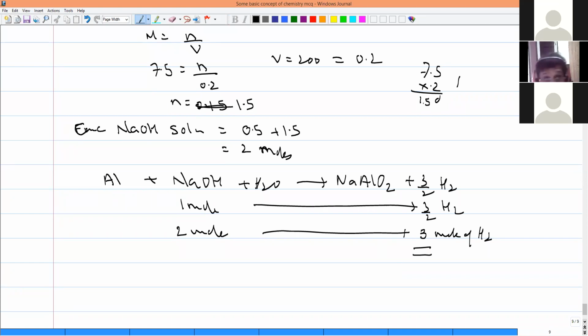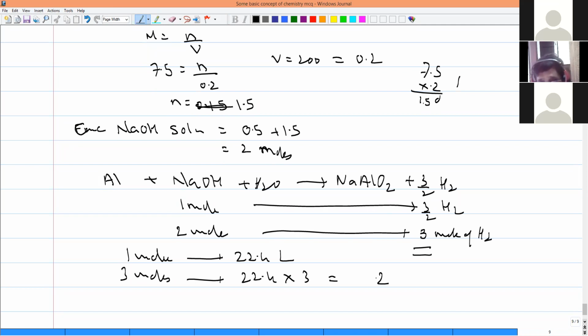Okay, 3 moles. The volume was asked. 1 mole is equal to 22.4 liter. Therefore, 3 moles is equal to 22.4 into 3, that is 1267.2 liter. So this was the 16th question.